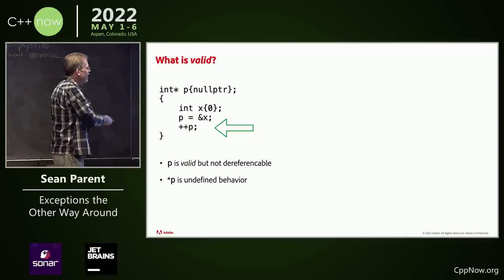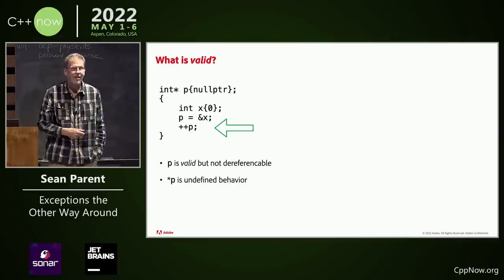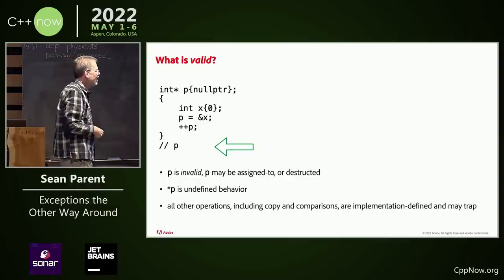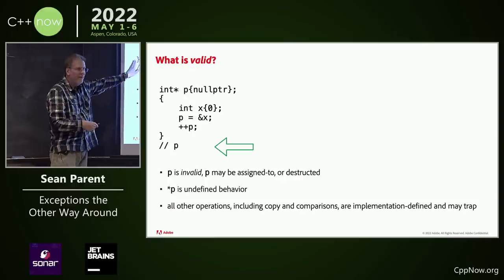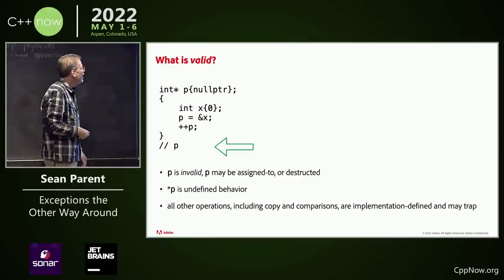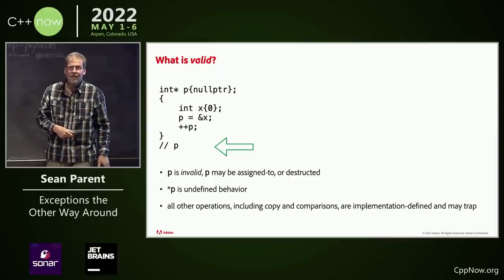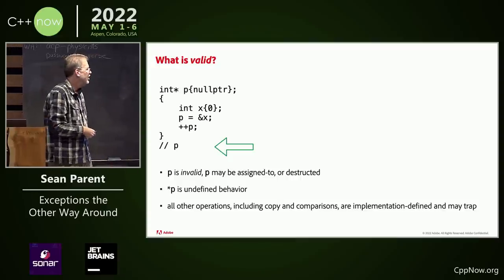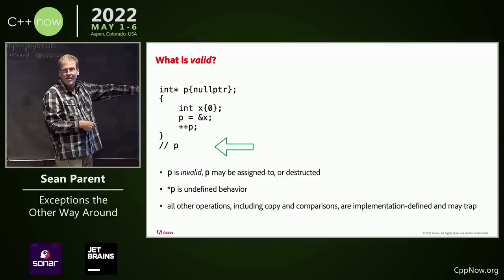Star p, if we put it at this point, would be undefined behavior. Okay, could do anything. P down here is commented out because I'm not even convinced that I could have just written p semicolon there. P at this point, see what happened? X fell out of scope. P was pointing one after x, and x fell out of scope. P is invalid, is what we say here.